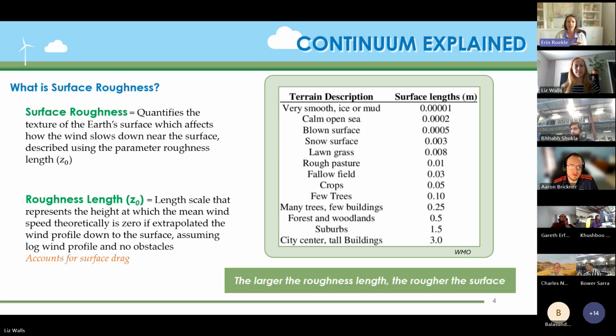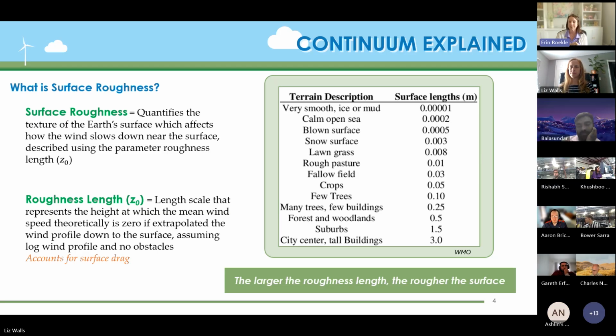So it's an actual measure of length that represents the height at which the mean wind speed theoretically goes down to zero if you're extrapolating using the wind profile down to the surface. And we're assuming the log wind profile and there's no obstacles. I said a whole lot of words. We'll get to all of them though, I promise.